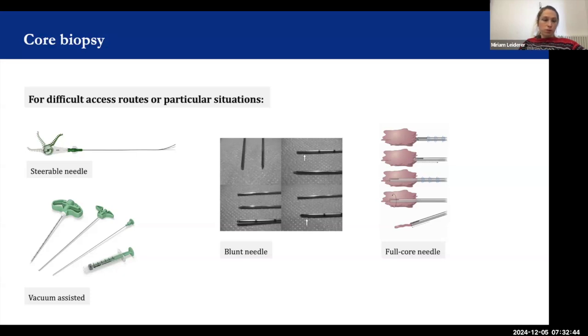So if it's very important to have the tissue architecture, not just the cell types, then a full core needle could be beneficial. And then there's vacuum assisted, which is usually used for bone biopsies, because with the usual core biopsy needle, you won't be able to penetrate a sclerotic bone lesion, and you're not going to be able to get that tissue sample out. So there we use vacuum assisted needles.